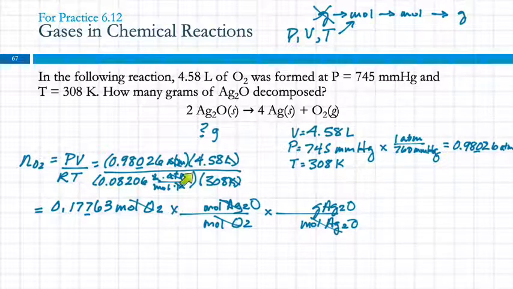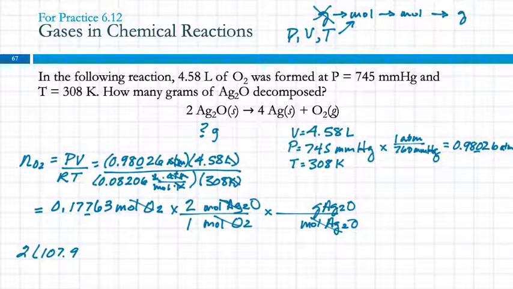The mole ratio comes from the balanced chemical equation. There's a 1 in front of the O2 that isn't written, and a 2 in front of the silver oxide. 2 silver oxide, 1 mole of oxygen. And then I have to calculate the molar mass.